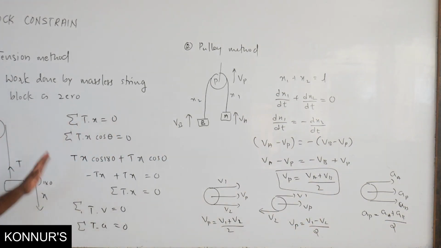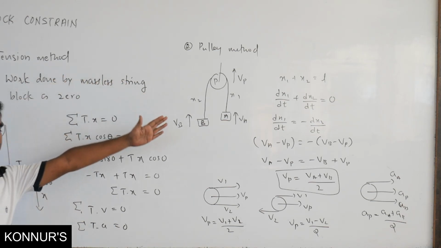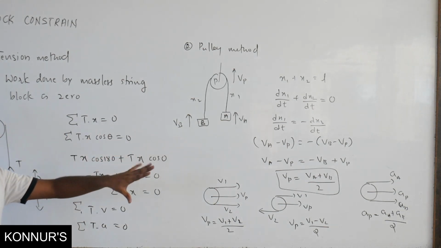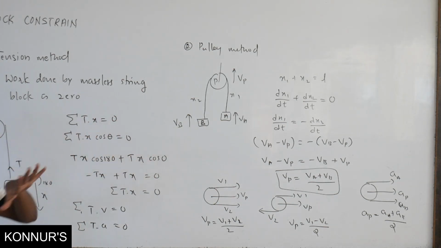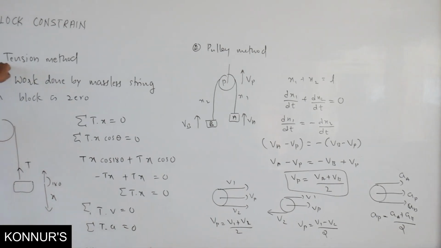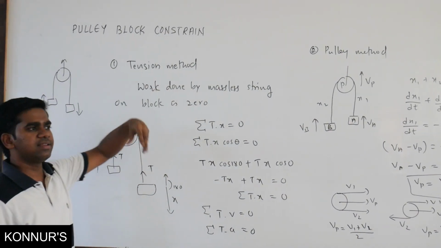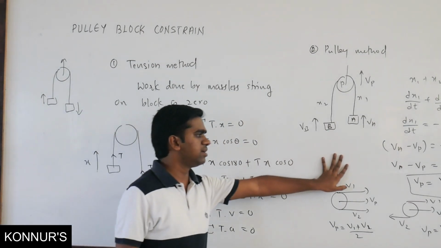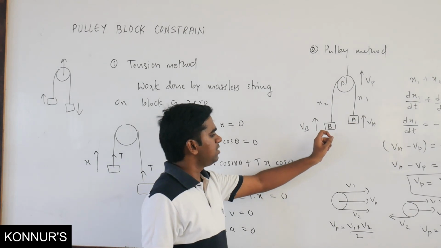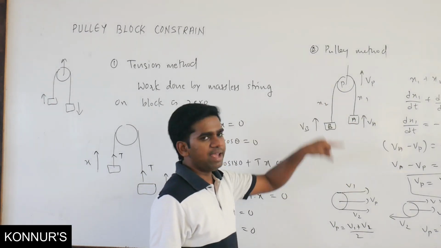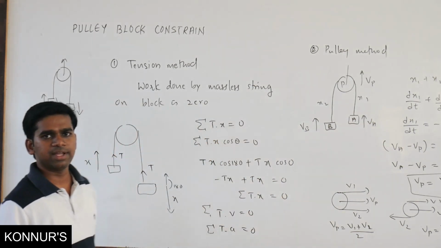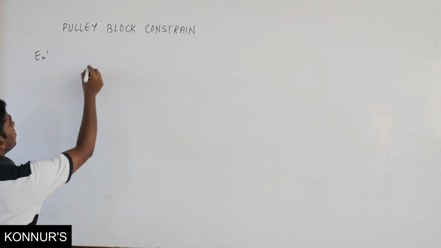Remember, you can use the tension method or the pulley method. If a problem is not that complicated, we can go with the pulley method. If there are so many pulleys and so many strings, then it is better to go with the tension method. Here you can apply tension at one end and the other end, and easily you can get the answer. Otherwise, you have to find the velocity of every part or every pulley. So we'll see some examples so you can understand it.